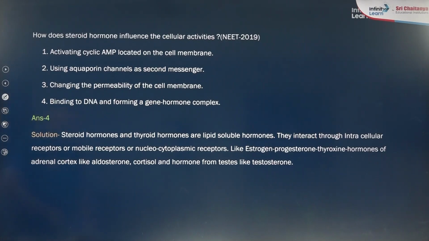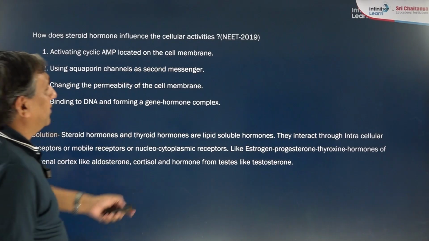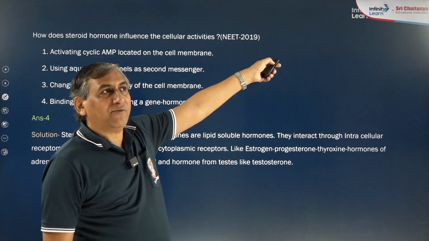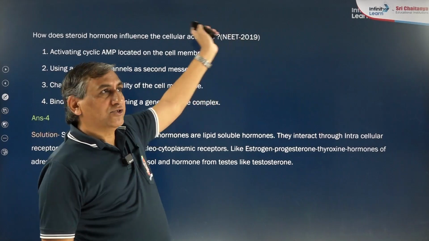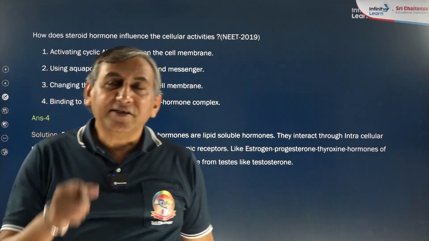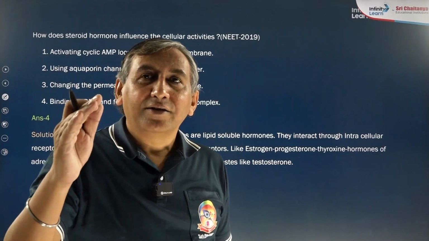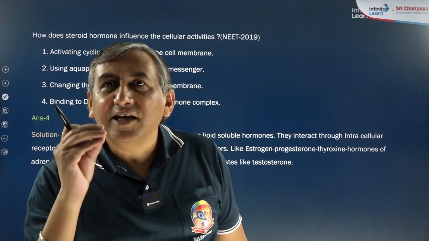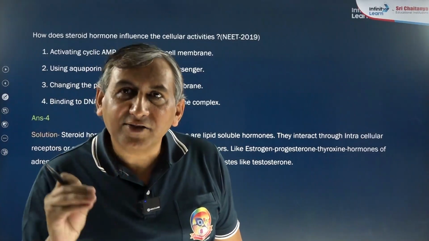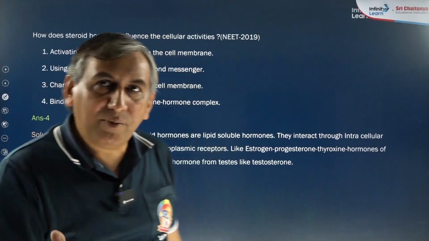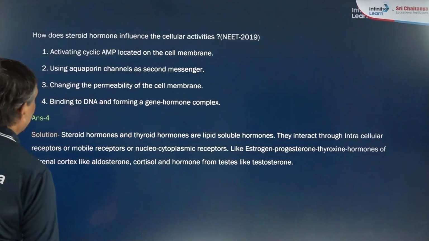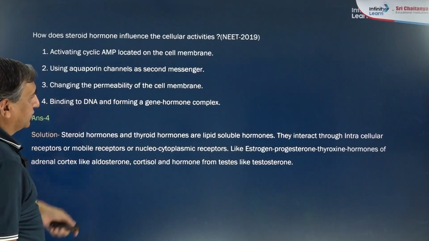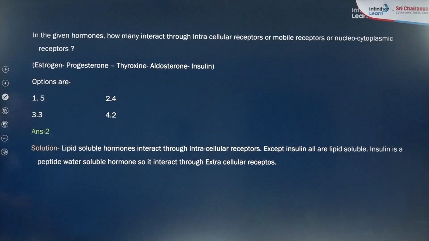Now, how does a steroid hormone influence cellular activity? This question came in NEET 2019. Tell me first, steroid hormones are water soluble or lipid soluble? They are lipid soluble. They will directly enter the cell and bind with the intracellular receptor. They will reach the cellular level and affect the gene action, by binding to DNA and forming a hormone-receptor gene complex. So this is one.